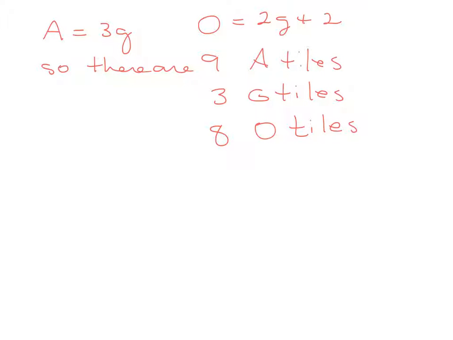Okay, so now we have answered the question of how many A's, how many G's, and how many O's there are. And we can double check based on the question. We can see that the total number of tiles is 20, 9 plus 3 plus 8. We can see that there are 3 times as many A's as there are G's, and we can see that 2 more than double the number of G tiles gives us the number of O tiles. So we can double check that that answer is correct.